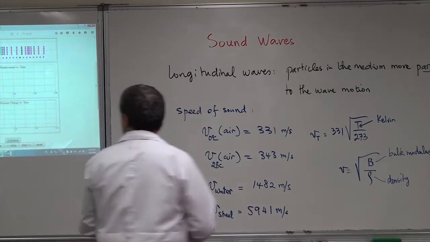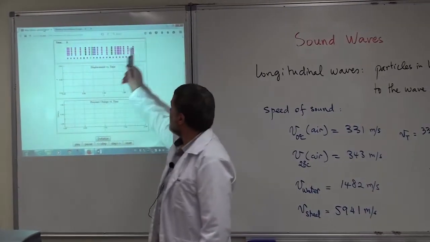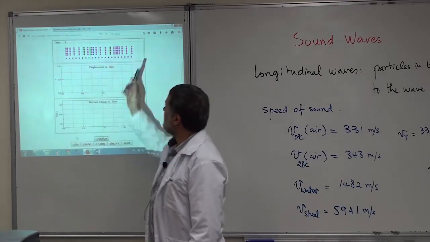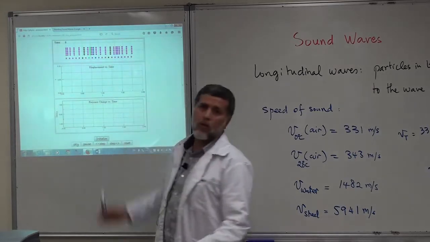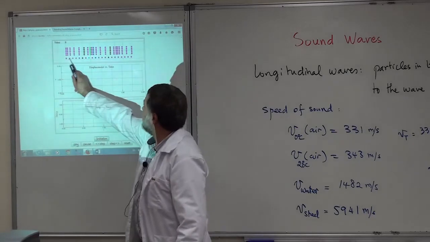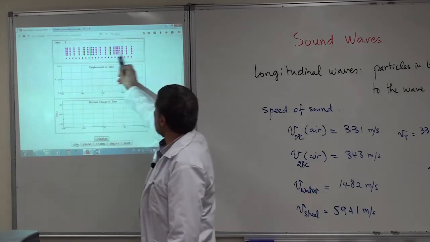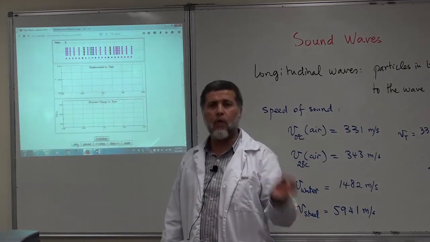Of course, let me show you this animation here. This is a tube, and you have air molecules here. These are the air molecules when you have no sound wave moving. You see the points down here. Now I'm going to send a sound wave, and you can see how the particles are moving and how the wave is moving.